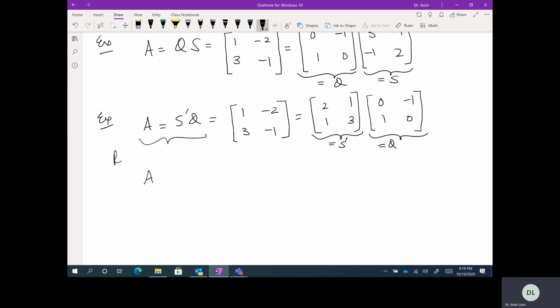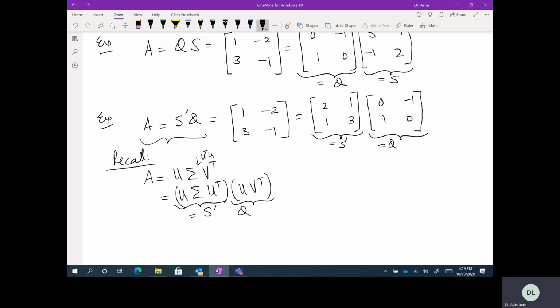So recall, A is U sigma V transpose. So we inserted a V transpose here. Let's insert a U transpose U over here. If you do that instead of this one, this becomes U sigma U transpose and U times V transpose, right? This is still symmetric, so let's call this S prime. This is still orthogonal, so let's call this Q. So this is how we get this one.